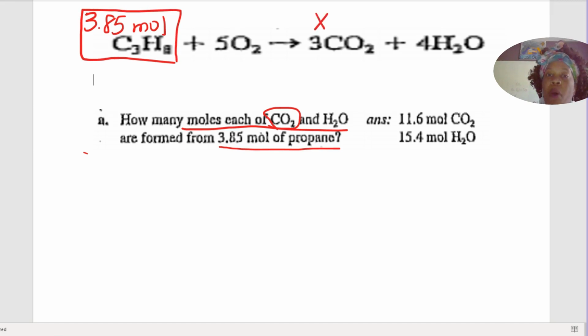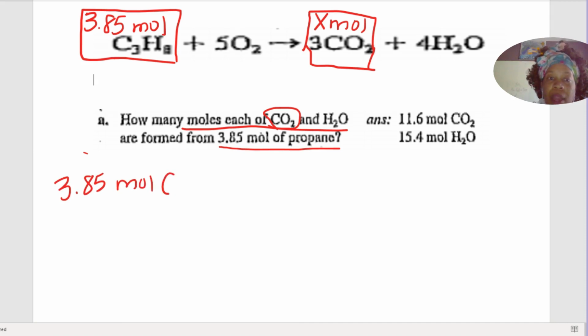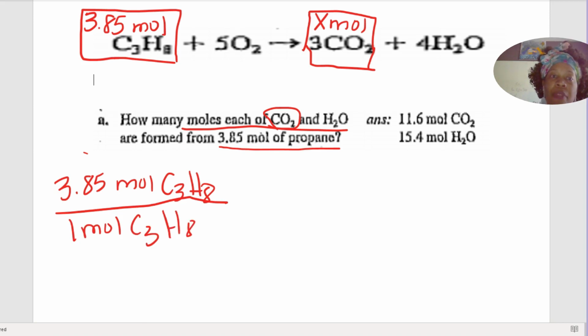I'm looking for my first part of my problem, which is the moles of carbon dioxide. So that's my first X right there, okay? Now, what I do first is come down here and just set that up. I'm going to say 3.85 moles of propane, C3H8, over 1 mole. Now you're probably saying, Professor Ship, where are you getting that 1 mole from? Remember, there's an imaginary 1 right here. Okay, so we're going to pretend like there's a 1 there that you don't see.